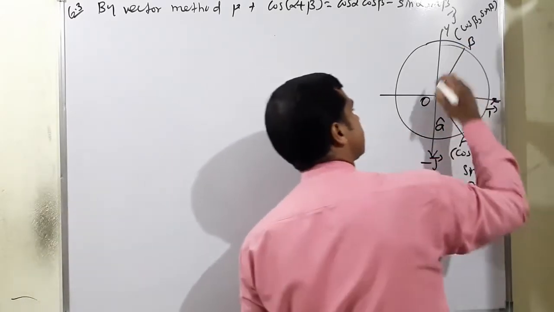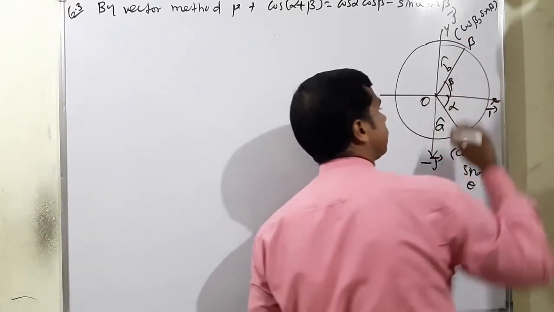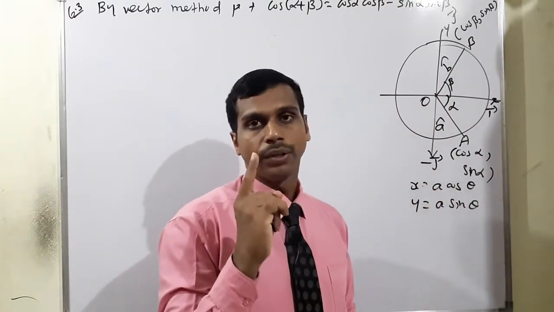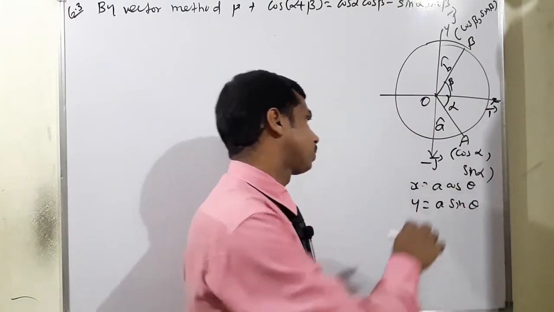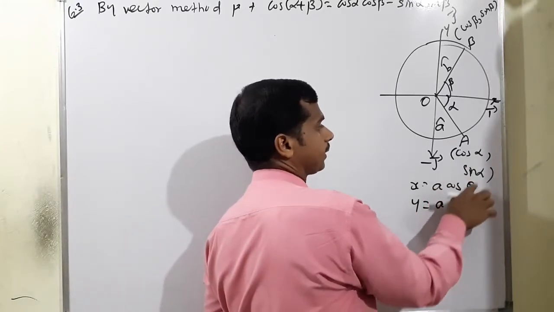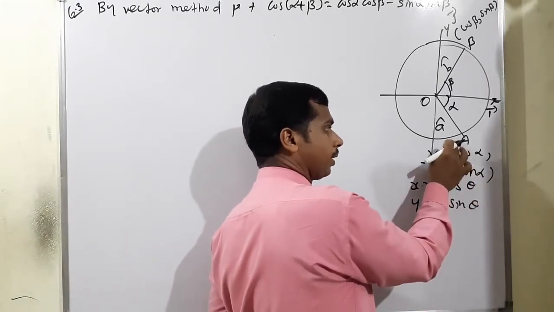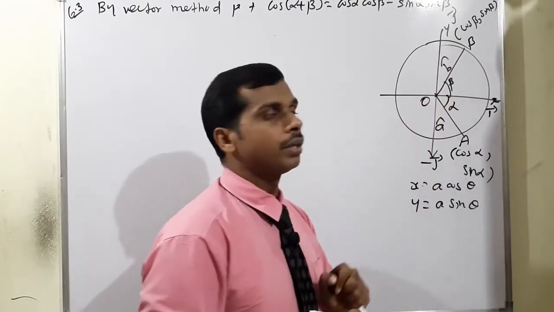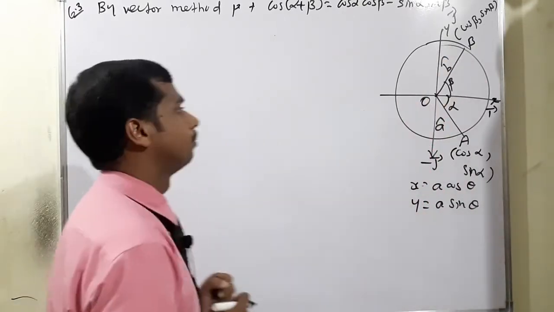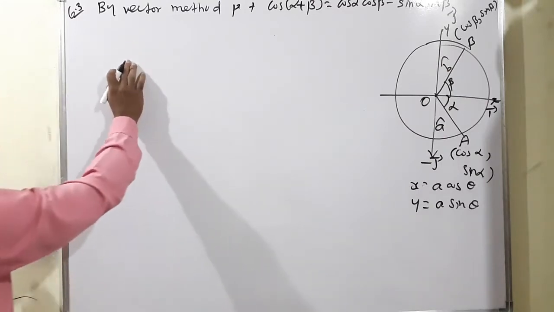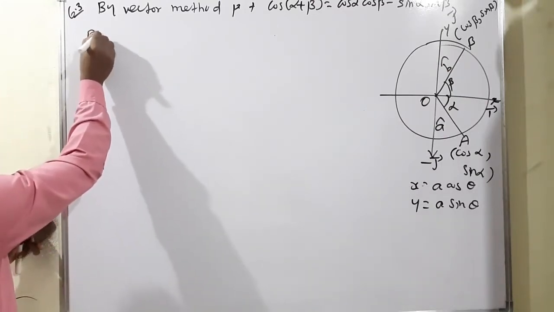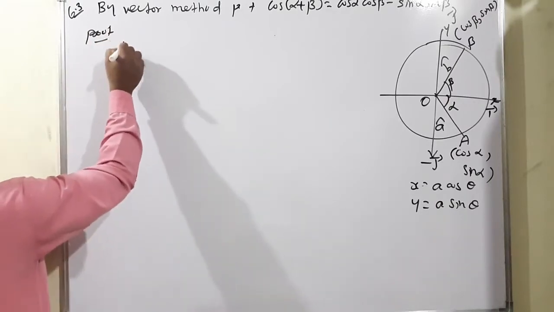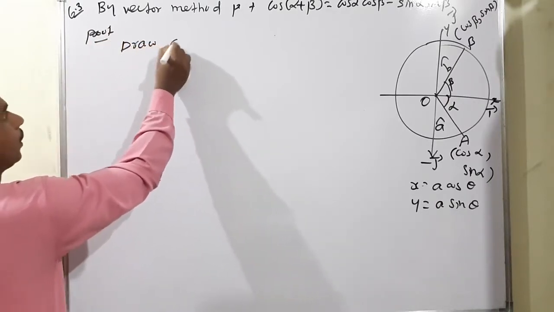As well as the distance between O to B means B cap. That is also a unit vector. That's why it is considered a unit vector. What is the meaning? The value we have is 1. So 1 into anything, that's why instead of a we can take cos alpha comma sin alpha in point A as well as point B. For point B, the coordinate point is cos beta comma sin beta. Then two important steps we should write. The proof: draw a unit circle.